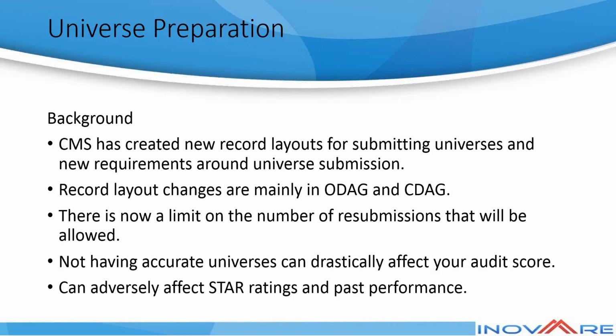Some of the challenges that the plan is going to have with all this is an increase in plan susceptibility to universe errors due to the template changes and the sheer numbers of universes. Right now, if I'm not mistaken, I think there's 13 for ODAG and 15 for CDAG versus what it used to be. That way they can monitor better the timeliness of the issues being reported.